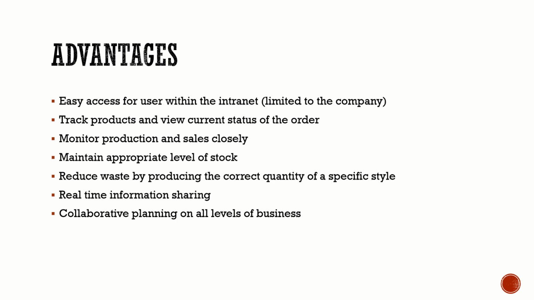Real-time information sharing, as we discussed before, all parts of supply chain can view the current status of the order and collaborative planning on all levels of business is also easier to manage since everybody has access to the current status of manufacturing or sales. And so that is all I have.